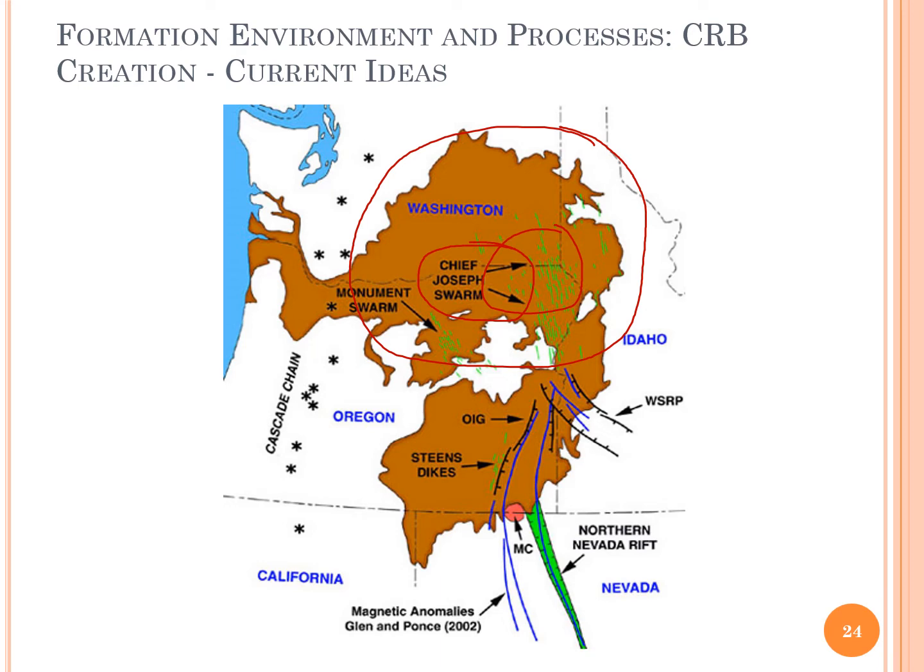But about 10, 20 years ago, increasing interest began to occur in this area of also dike swarms in southeastern Oregon called the Steens Dike. So some of the same age basalts occur, although much thinner, down here in southeastern Oregon.